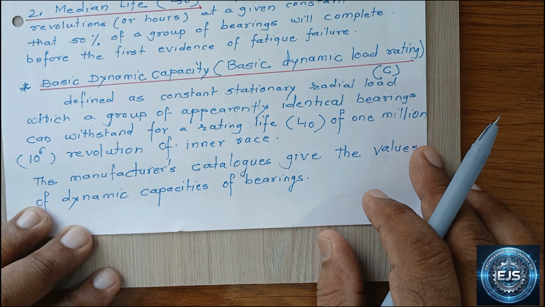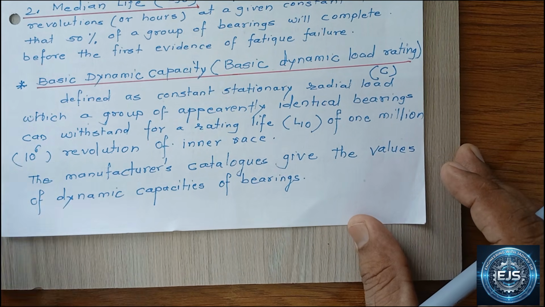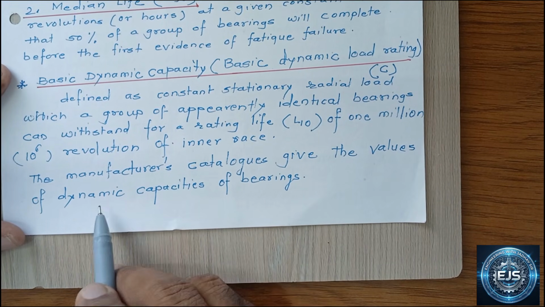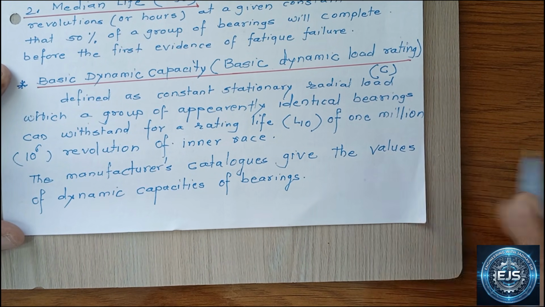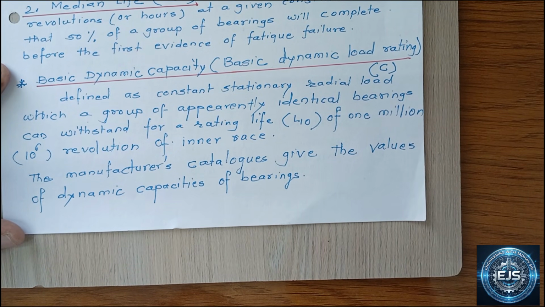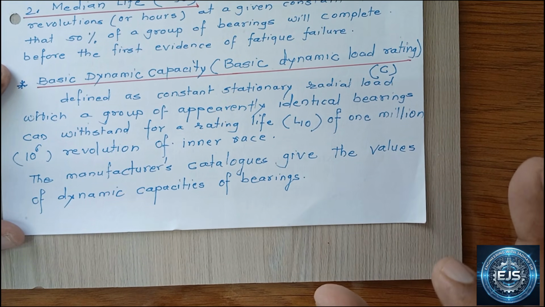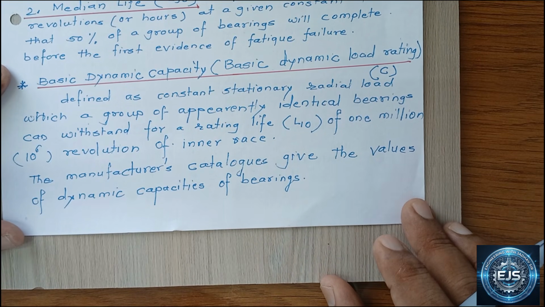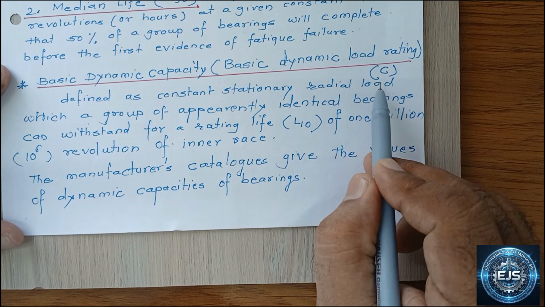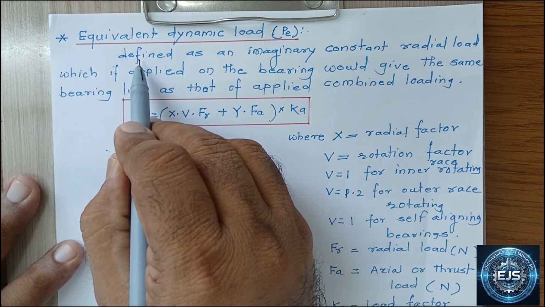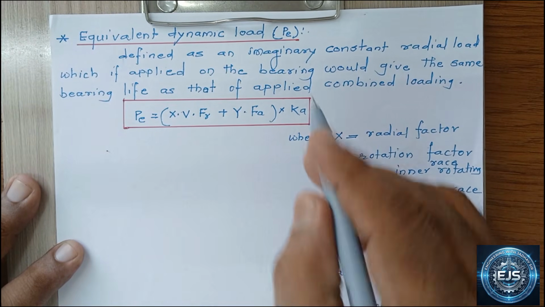कितना रेडियल लोड बेरिंग ले सकता है for rating life of 1 million revolutions. That indicates the basic dynamic capacity of the bearing. So the manufacturer's catalog gives the value of this dynamic capacity of the bearing. So bearing में ये dynamic capacity important होता है, कितना रेडियल लोड वो बेरिंग ले सकता है for rating life of 1 million revolutions. 1 million means 10⁶ revolutions. कितना लोड ले सकता है, that indicates the basic dynamic capacity of the bearing, and it is denoted by letter C. So next point is equivalent dynamic load, that is denoted as PE.